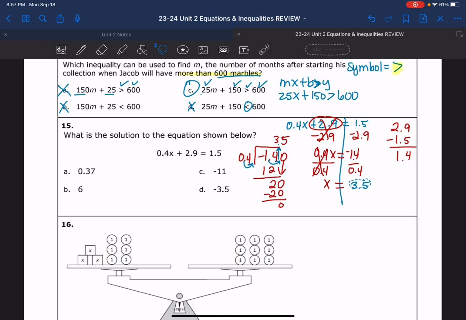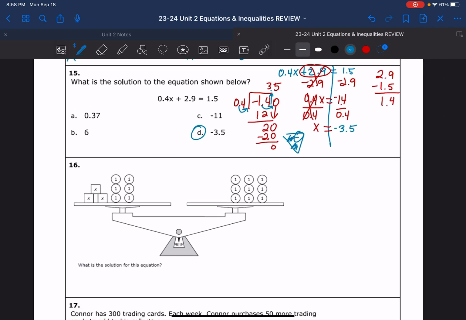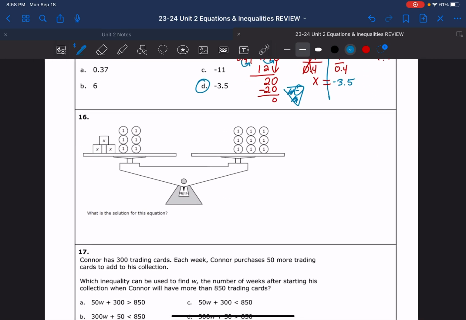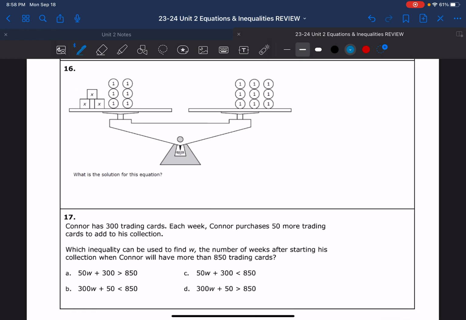Let's talk about this. If I do my Dorito Man, I have a negative 1.4. I have a positive 0.4, and I'm left with a negative. So my answer is going to be negative 3.5, which is D. Pause if you need to. I'm going to number 16. Okay, so here, let's go ahead and do this one.